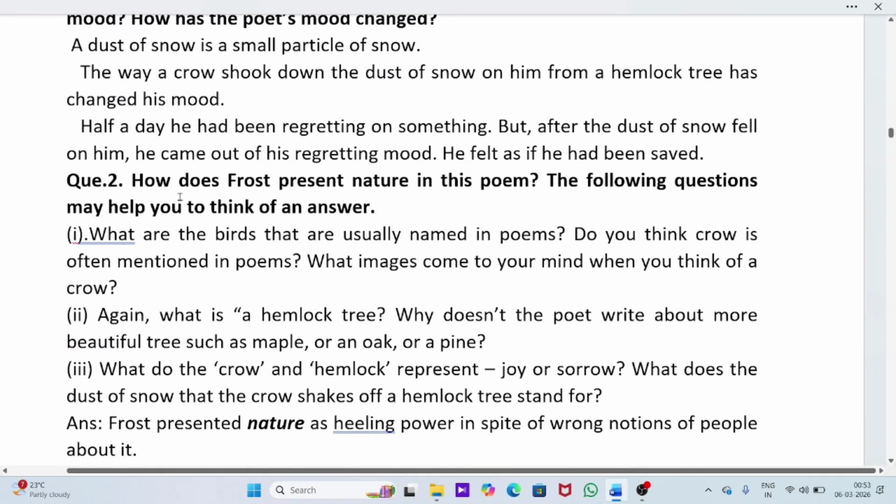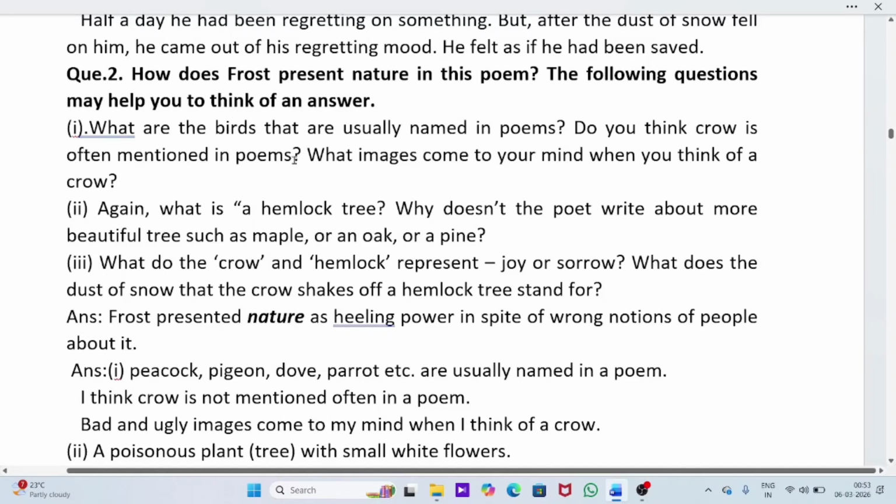Question number 2. How does Robert Frost, the poet, present nature in this poem? The following questions may help you to think of an answer. What are the birds that are usually named in the poem? Do you think a crow is often mentioned in the poems? What images come to your mind when you think of a crow?